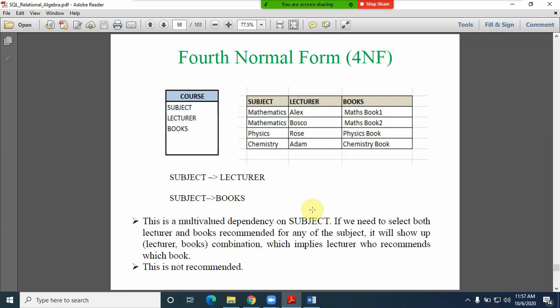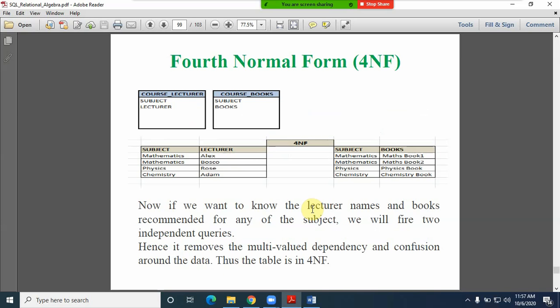Okay. And how can you split this? Wherever the problem occurs, because we are facing the problem with who is handling the subject, which are all the subjects related to it, and which are all the books related to that subject. So we split that into subject and lecturer as one table, and subject and books as another table.